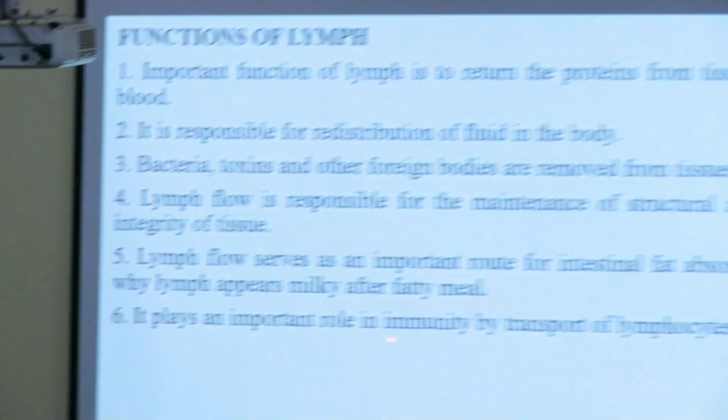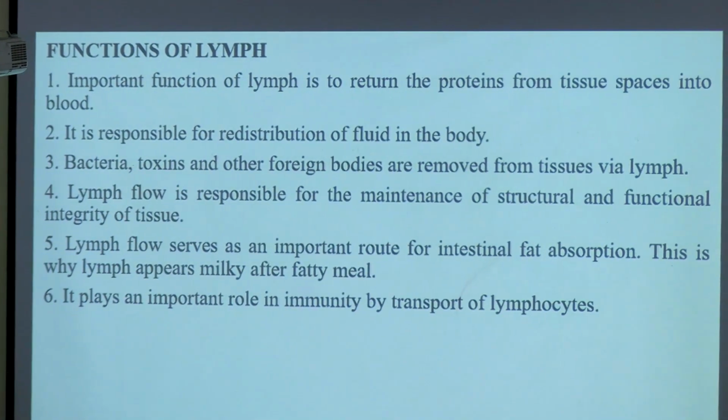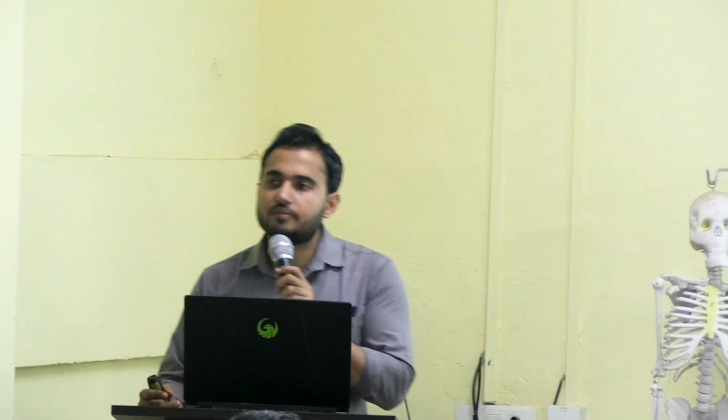Then it plays an important role in immunity by transport of lymphocytes. Now how does this take place? Whenever the lymph is flowing through the different lymphoid organs or lymphoid tissue, whenever it is required, some lymphocytes are also added to it. And it also filters the lymph. So that's why it provides immunological support. So these are some important functions of the lymph.